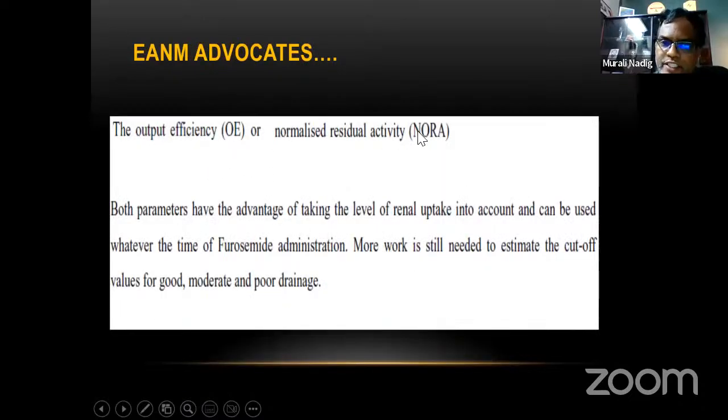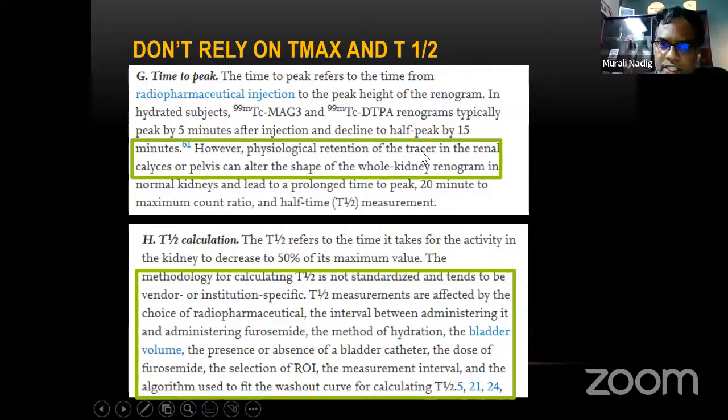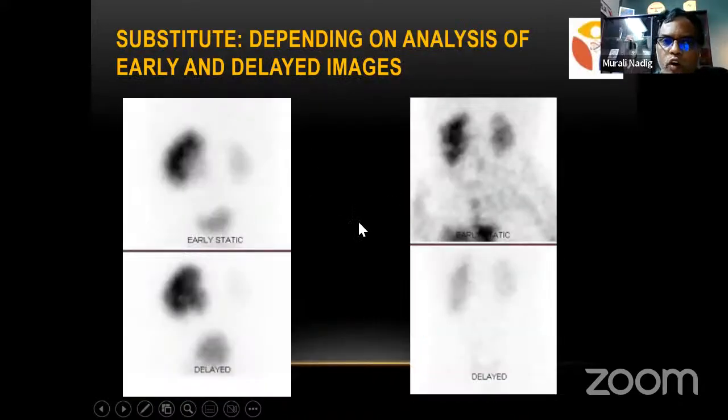So output efficiency and NORA are what EANM advocates, but these are derived from software, and currently our nuclear medicine system softwares do not give these values. So we have to rely on manual calculations, which again are quite subjective and subject to interpretation errors. So what we do instead is we assess early images and delayed images. In a delayed image, if there is persistent uptake, then it means there is a high probability of obstruction.